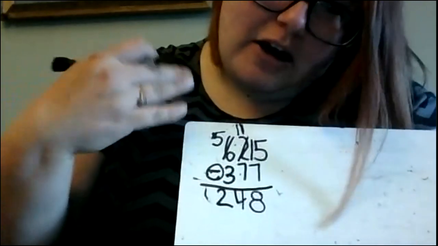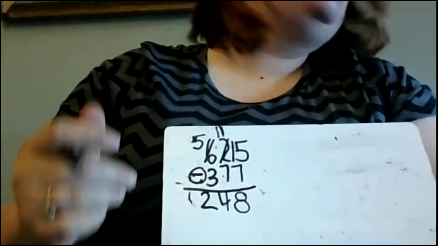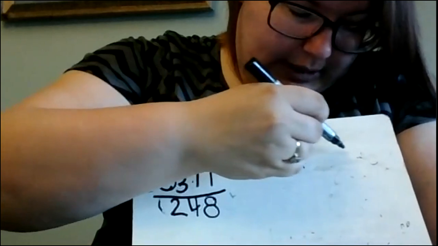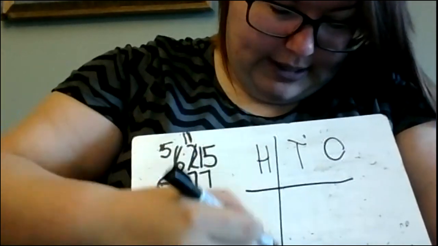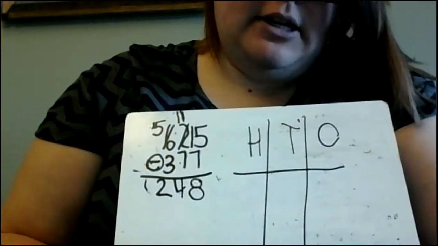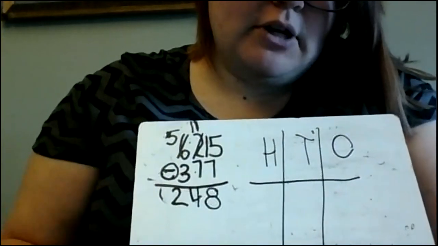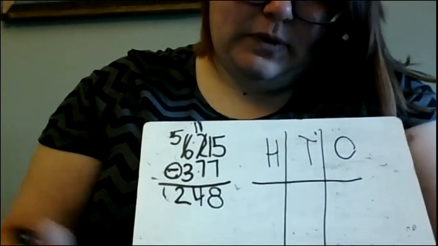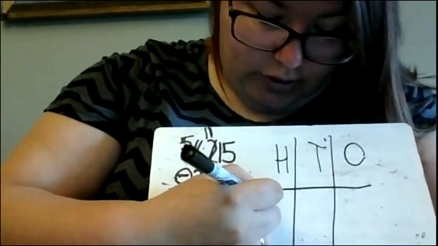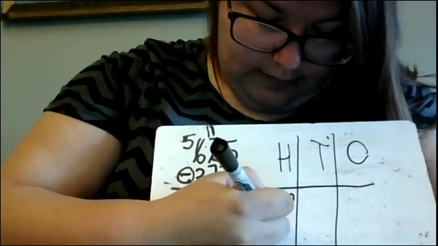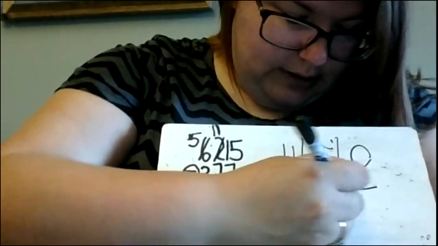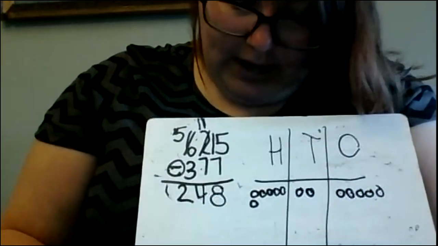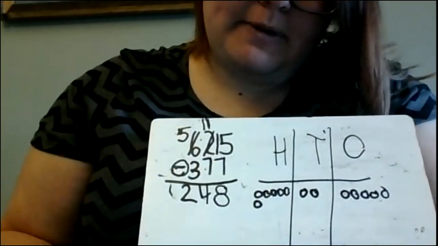Right, 2 hundreds. Am I done yet? No, I need to check with my pictures. So I'm going to draw my hundreds, my tens, and my ones just like I did with my addition. And I'm going to draw both numbers or just the top number? Right, just the top number. I'm going to draw 600s, 20, 2, 3, 4, 5, 625. And I'm going to subtract the bottom number now.